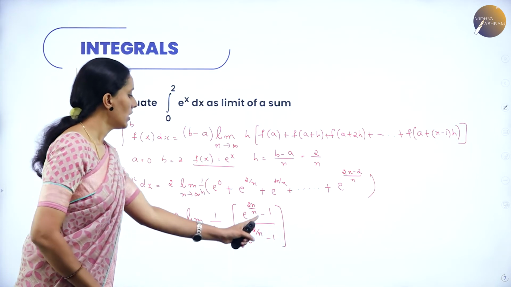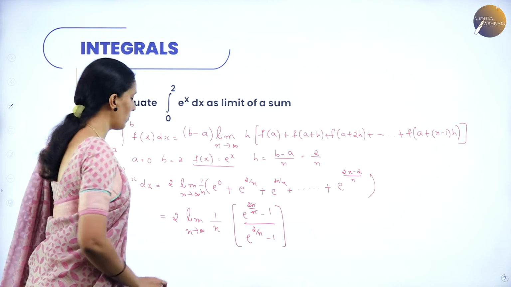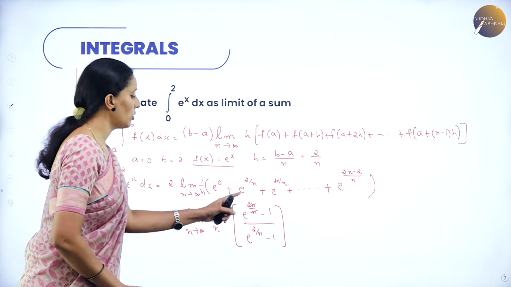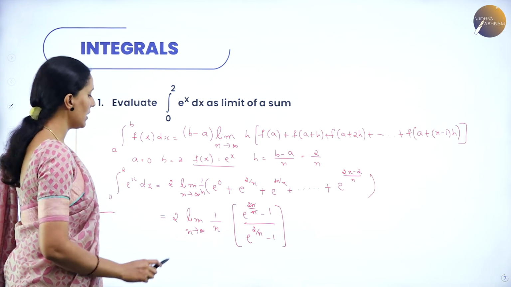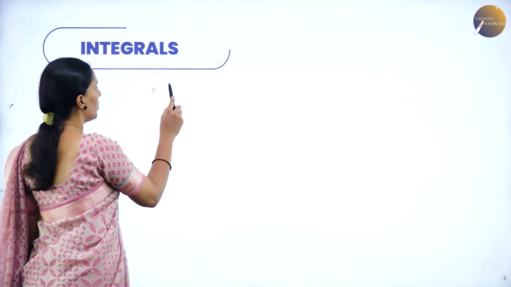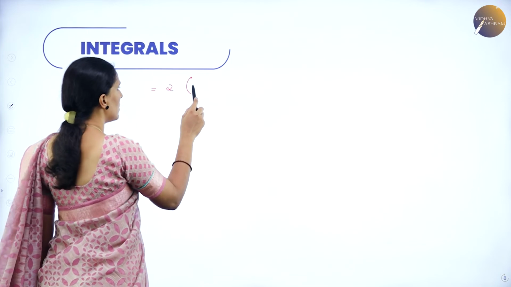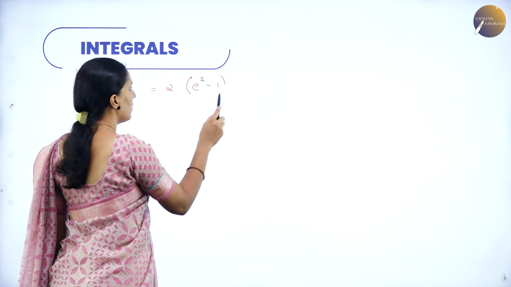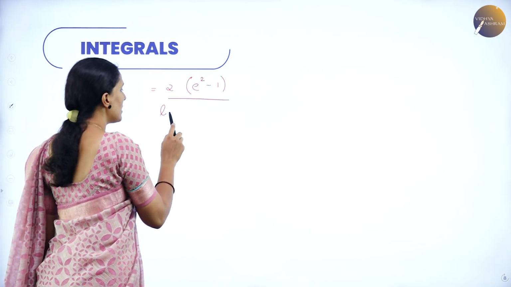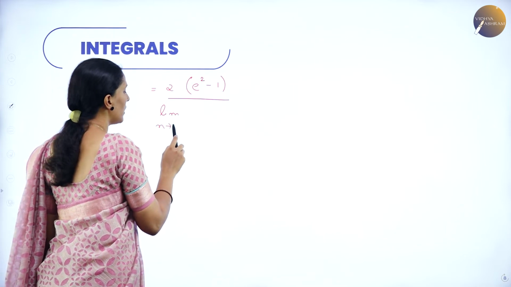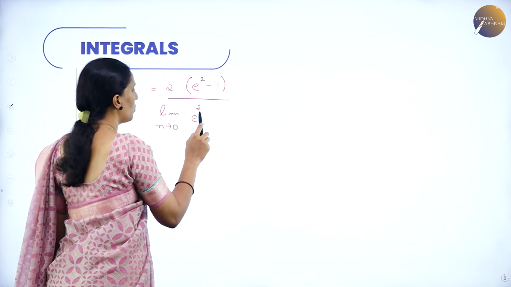Now next here, n gets cancelled in the numerator. Apply the limit for both numerator and denominator separately. So then we have 2 times. Here the numerator becomes e square minus 1, divided by limit as n tends to infinity e to the power 2 by n.